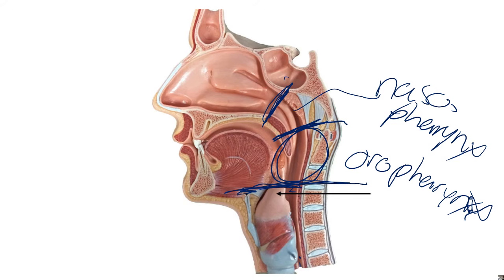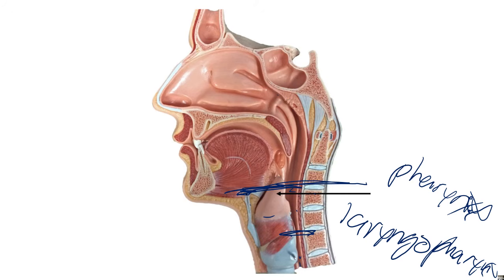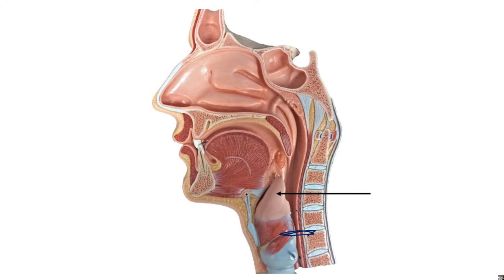And then the last section, from the hyoid bone down till we get to the esophagus, is back behind the larynx, so it's the laryngopharynx. The way I will ask you guys that is I'll just have part of the pharynx highlighted. So I'll say, okay, identify that part of the passageway, or identify this part of the pharynx, right? Which one is that? Oropharynx, right?